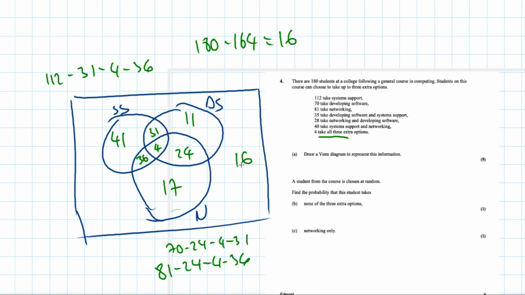So a student from the course is chosen at random. Find the probability that this student takes none of the extra options. So to take none of the extra options, we're only interested in this one here. So the answer is just going to be 16 over 180, which can simplify down to 4 over 45. And then networking only, so this one is just looking at the networking only one, which is this one. So it's 17 over 180, and you can't simplify that one down any further.